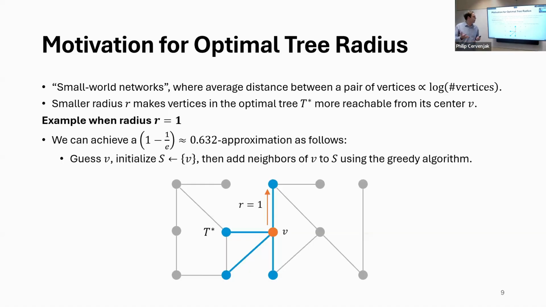And also, as we'll show, a smaller value of R makes the vertices more reachable from the center. So it actually makes the problem easier, as I'll show in this example. If the optimal tree radius is equal to 1, we can actually achieve the same approximation guarantee as for the cardinality constraint problem. Because all we have to do is just guess this center here. We just initialize our solution with this center, and then we just add the neighbors using a greedy algorithm. Because all those neighbors are going to be automatically connected to our solution.